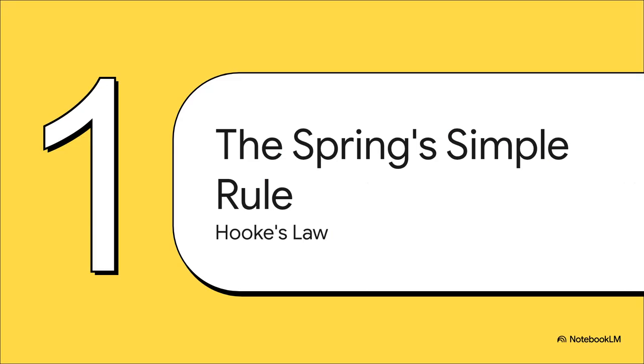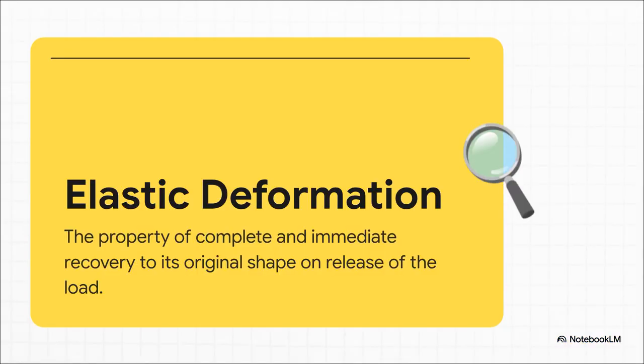Okay, to really get a handle on this, let's zoom in on the simplest possible case of elastic behavior, a good old-fashioned spring. It turns out it follows this incredibly simple, really elegant rule that was figured out centuries ago, and it's basically the foundation for everything else we're going to talk about. So let's get a bit more formal for a second. Elastic deformation is that ability to recover its shape completely, and just as important, immediately after you let go. You can almost imagine the atoms inside being connected by tiny springs. When you pull them apart, they just can't wait to snap right back to where they started.